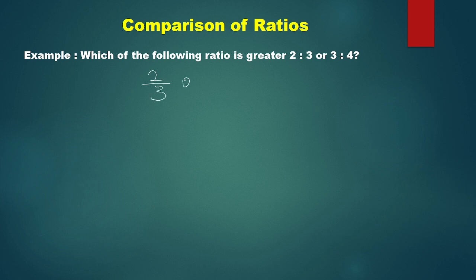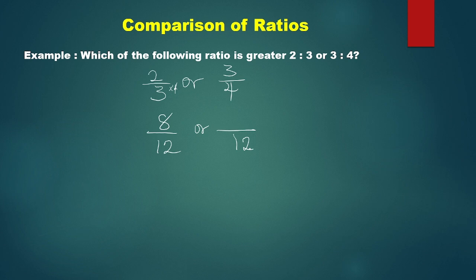2/3 or 3/4. For me to be able to compare these ratios, I have to make sure that both ratios have the same denominator. And to do that, I'll find the LCM of the denominators. So the LCM for 3 and 4 is 12. So I'll put this over 12, and I'll also put this over 12. Now, what would I multiply by 3 to get 12? That's simply 4. So if I multiply 2 by 4, I'll have 8.